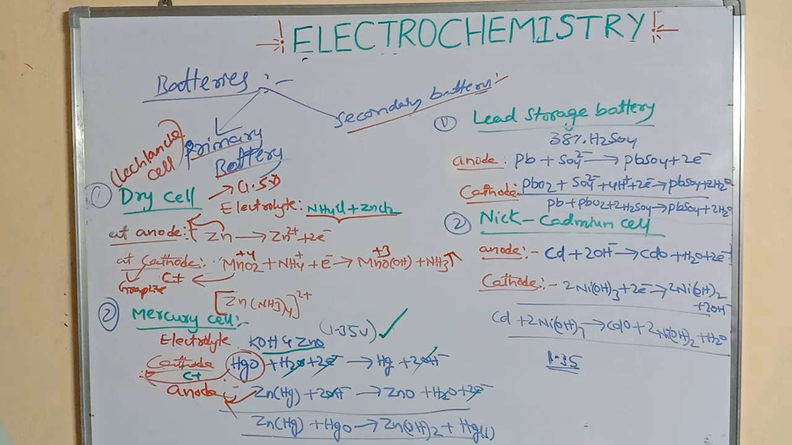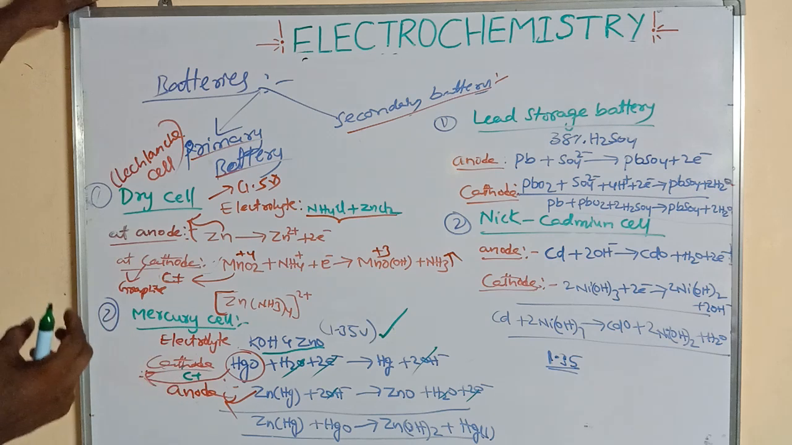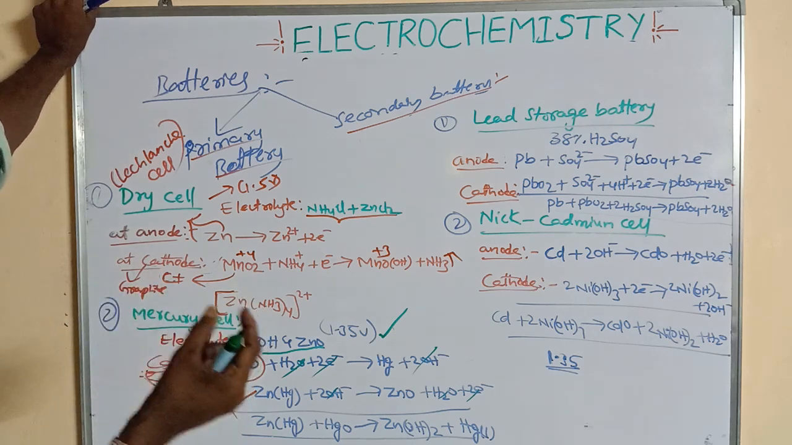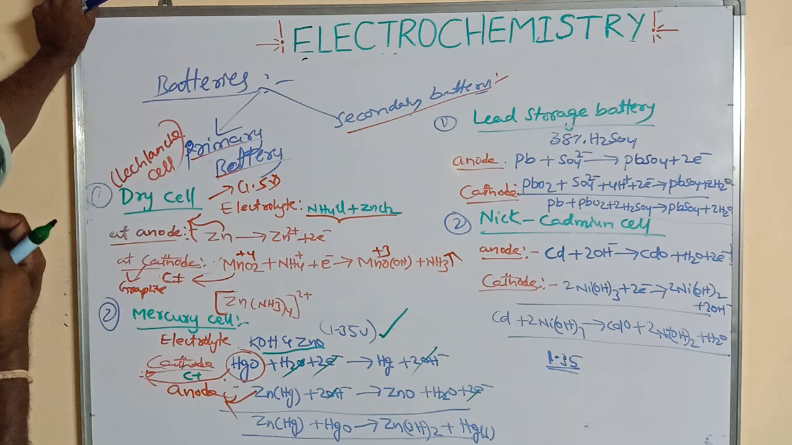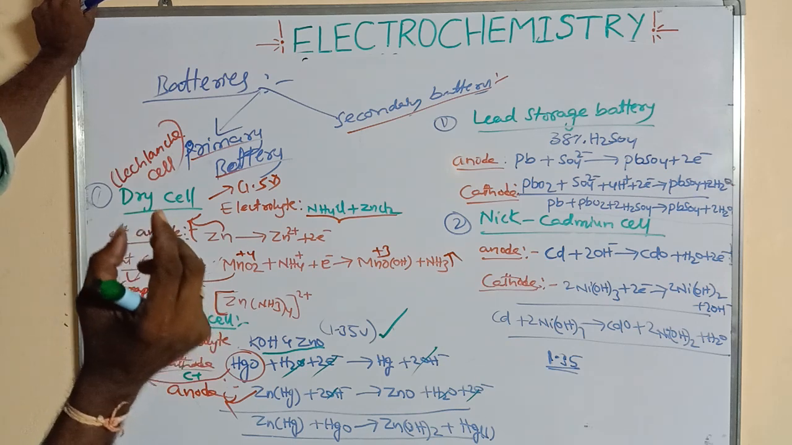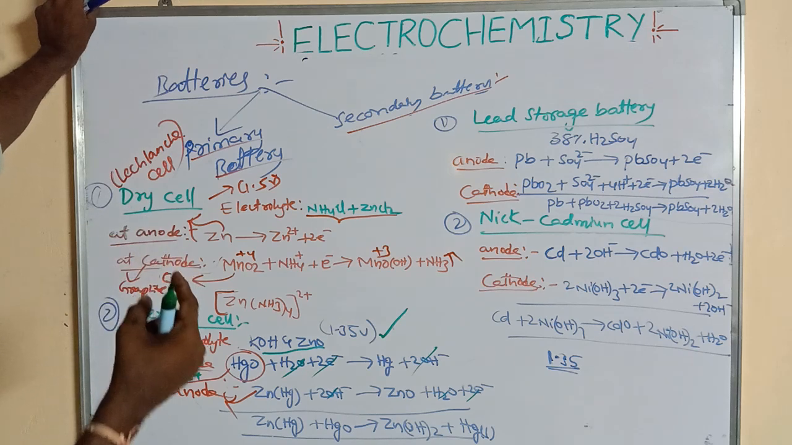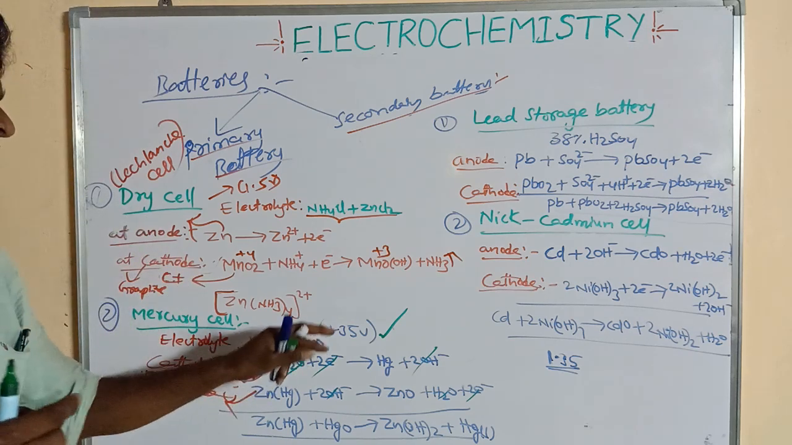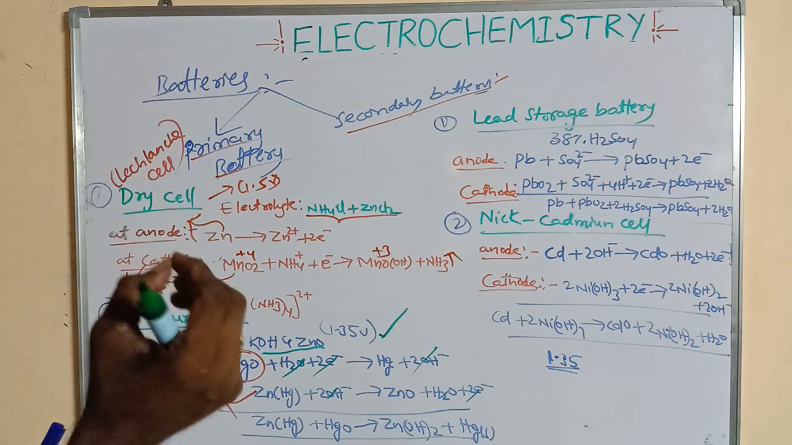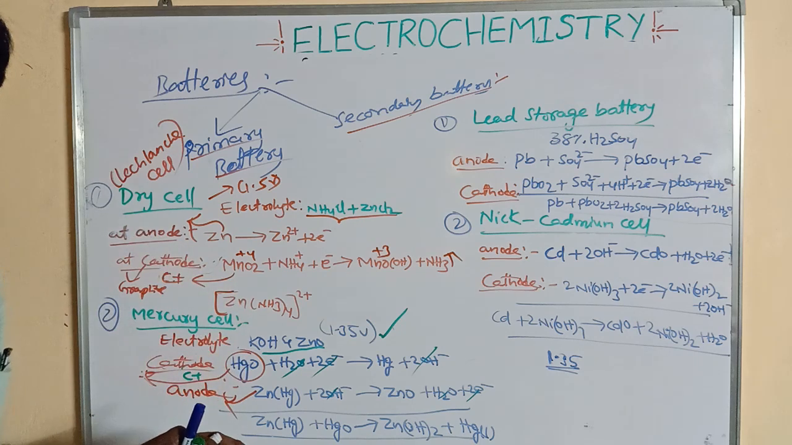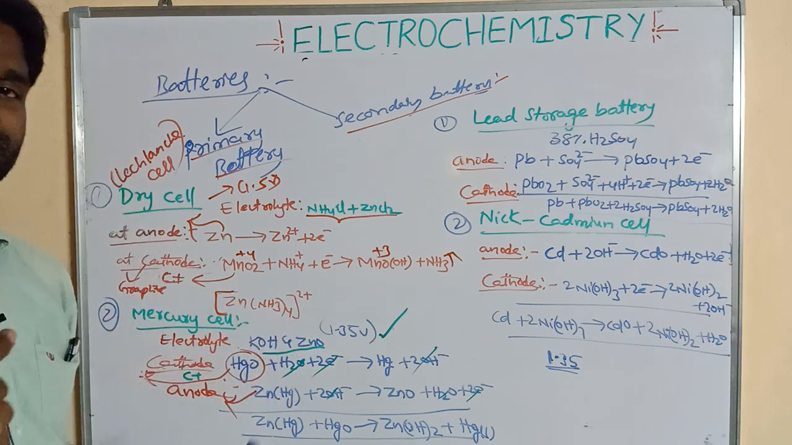1.35 voltage. So it is used in watches. Mercury cells are used in watches and hearing aids. So small electronic devices like hearing aids and watches.